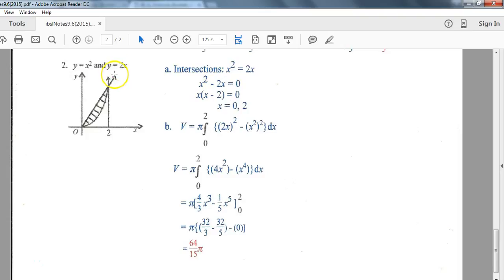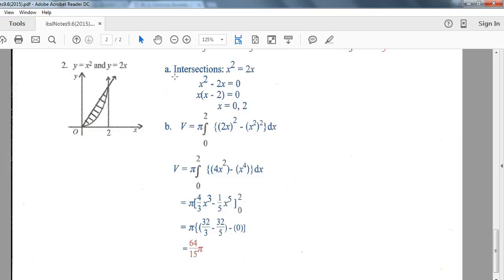But you can see based on the drawing that the 2x is on top. So that's the one that needs to go first. The x squared is below it. And so we are going to find that shaded area between them when it's being rotated around the x-axis.